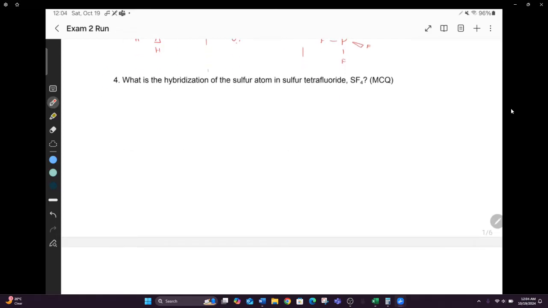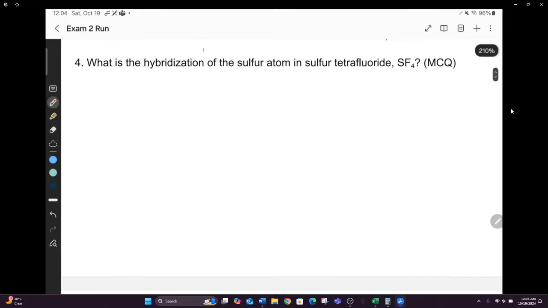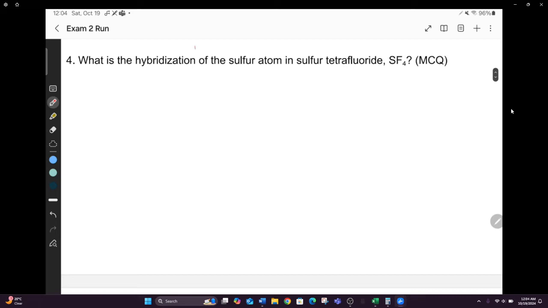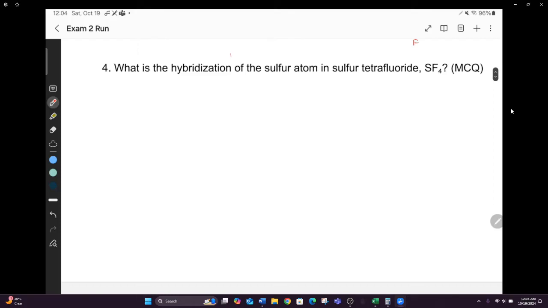What is the hybridization of the sulfur atom in sulfur tetrafluoride? Alright, so hybridization, as you know, whenever you put two elements together, you have, for example, your 1s2, 2s2, 2p6, etc. Basically, sometimes you have to hybridize your various orbitals and subshells. So that's where this question is coming from.